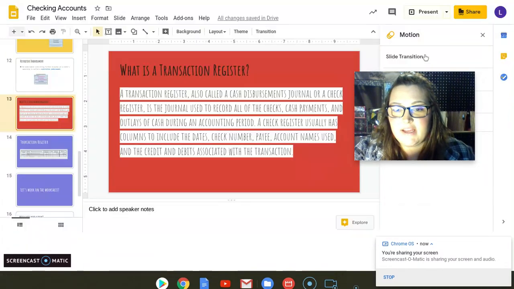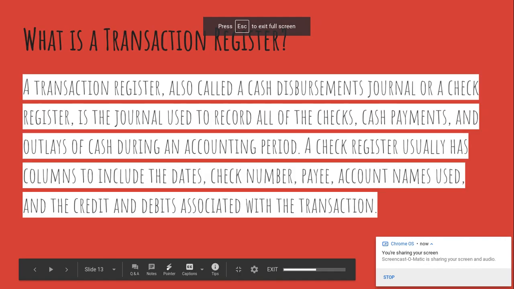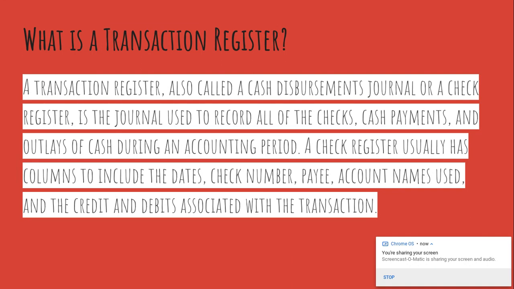What is a transaction register? A transaction register is also called a cash disbursements journal or check register. A check register is what it is commonly called. That's what I always hear it being called. It is a journal used to record all of the checks, cash payments, and outlays of cash during an accounting period. A check register usually has columns that include the dates, check number, payee, account names used, and the credit and debits associated with the transaction.